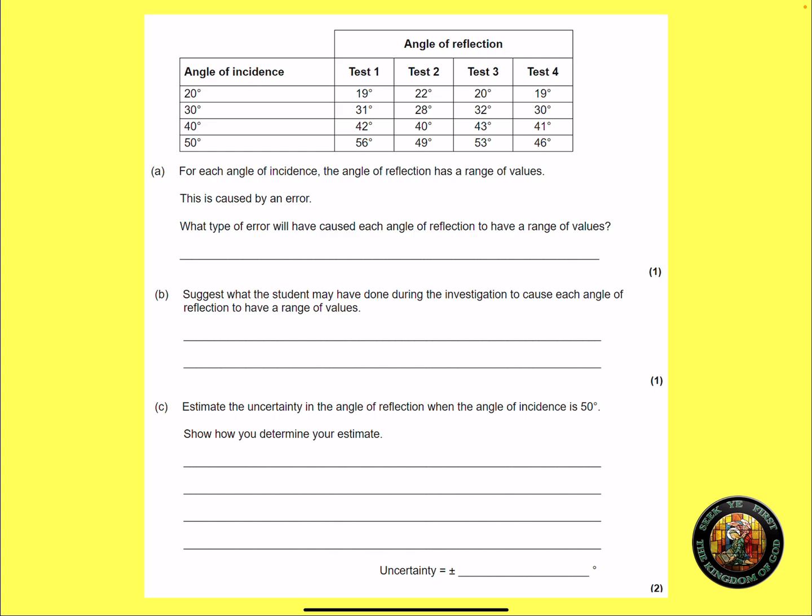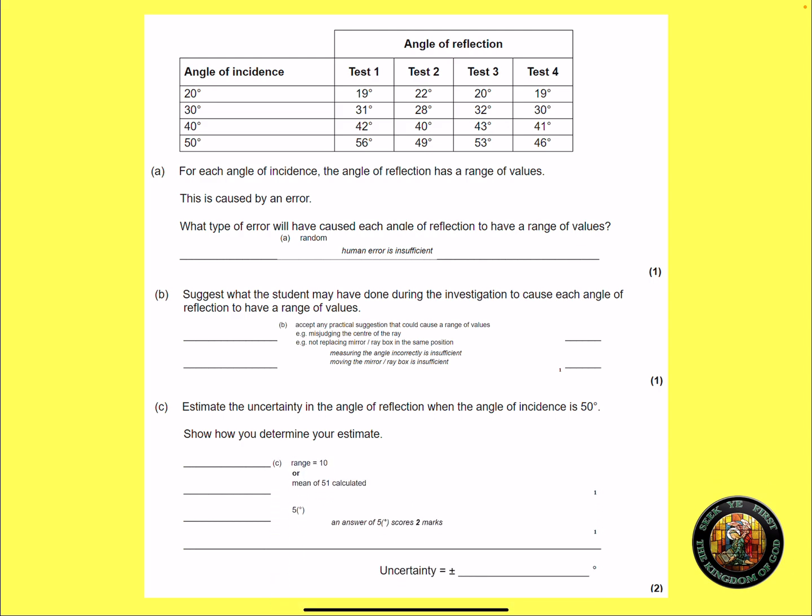Okay, if we move on then. So, it's a random error. There's the answer for B. And there's the answer for C. If we move on.